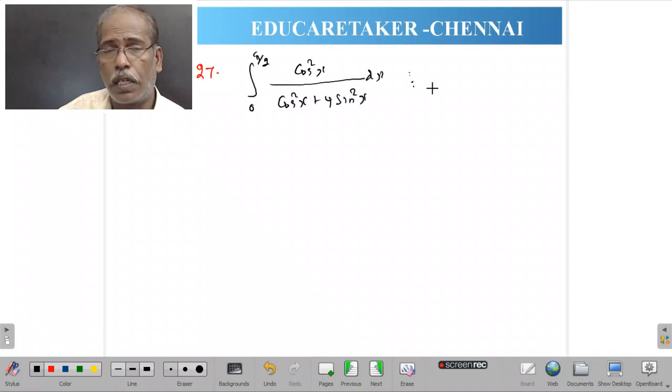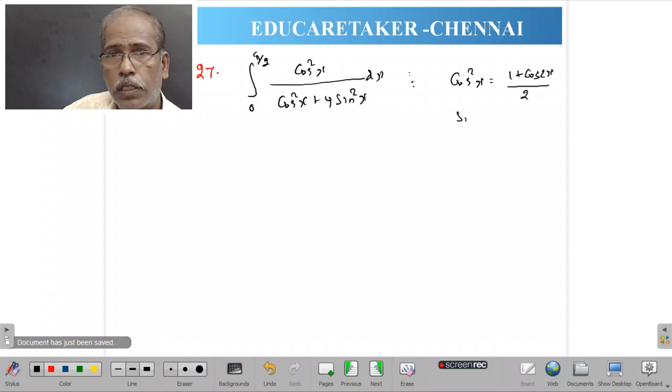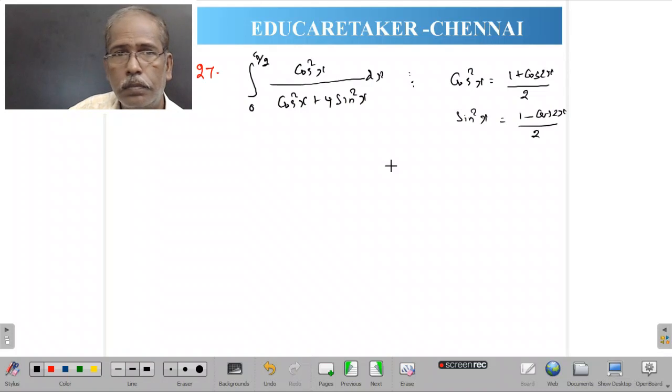Now we need some conversion, and cos square x would be written as 1 plus cos 2x by 2. Sin square x would be written as 1 minus cos 2x by 2. Okay.